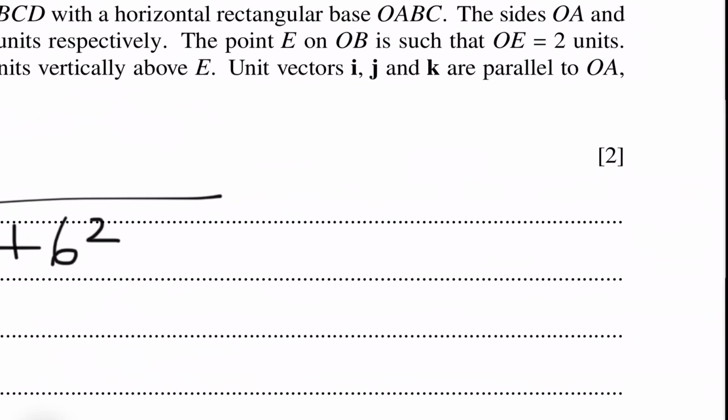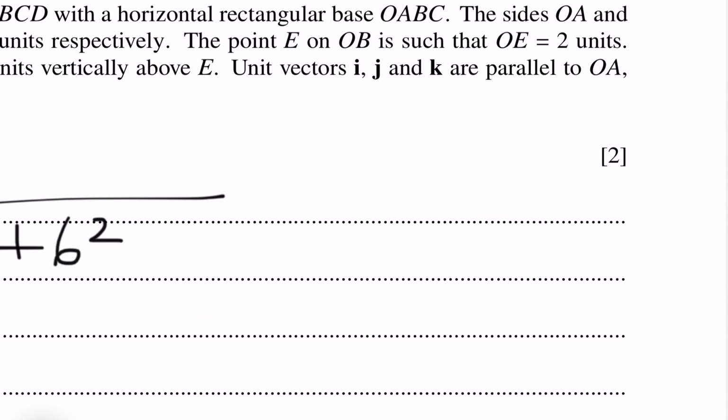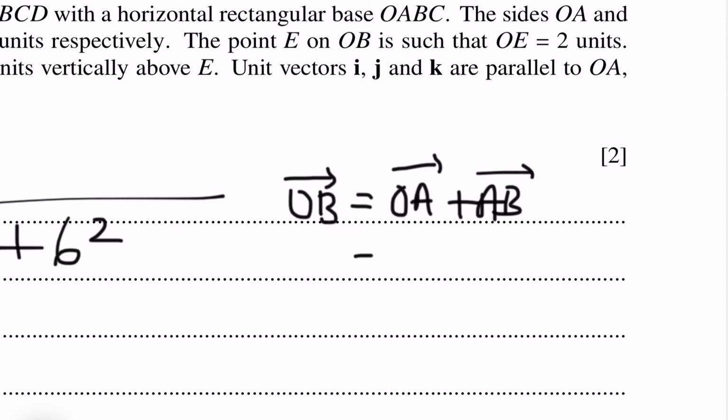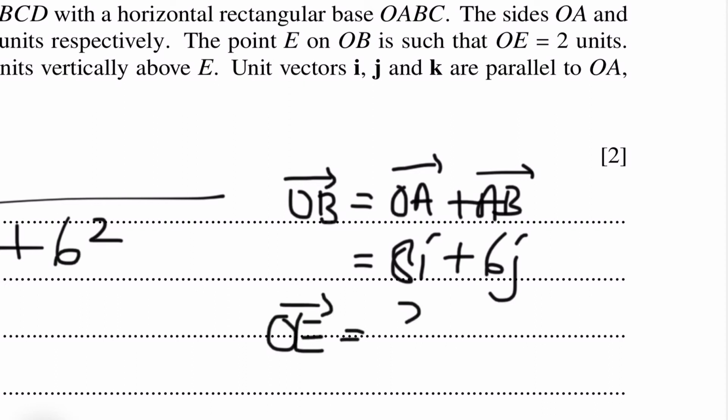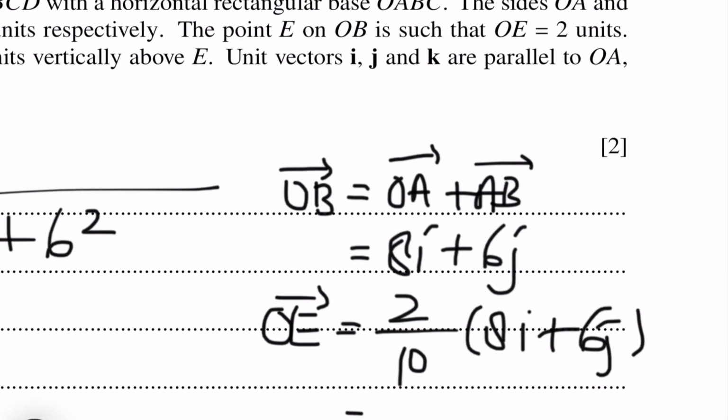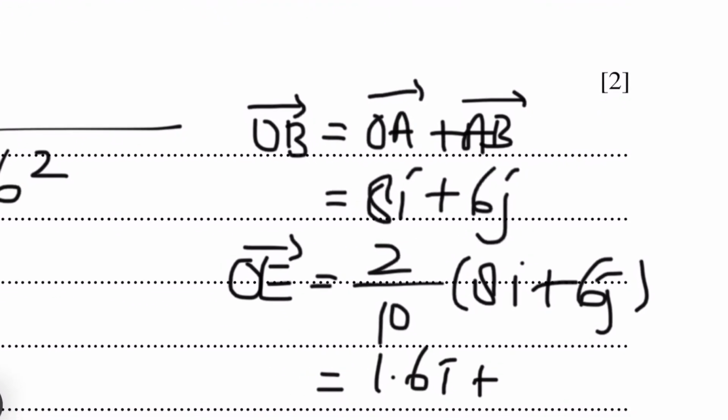Now you will need to find the vector of OB. You will get that by adding OA and AB. So 8i plus 6j. So OE is 2 over 10 of that. And that will be equal to 1.6i plus 1.2j.